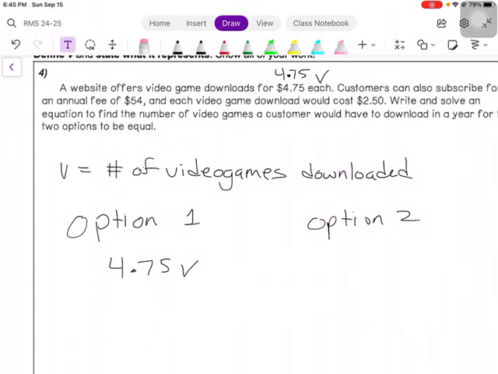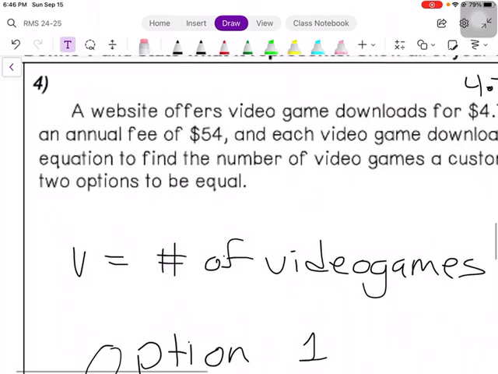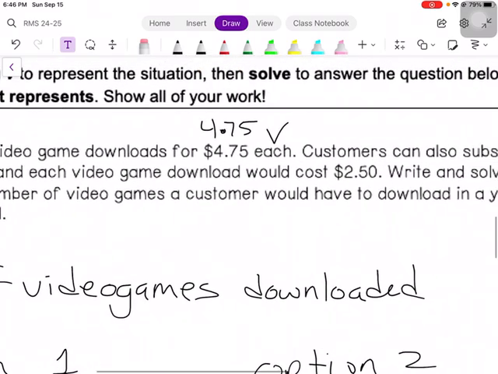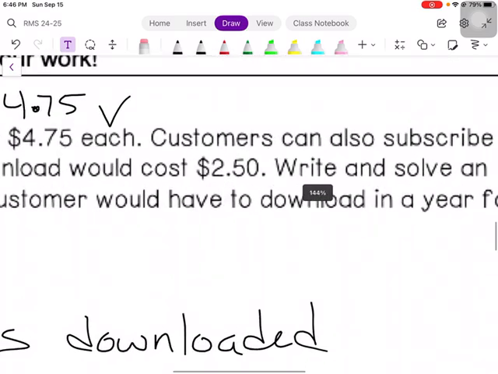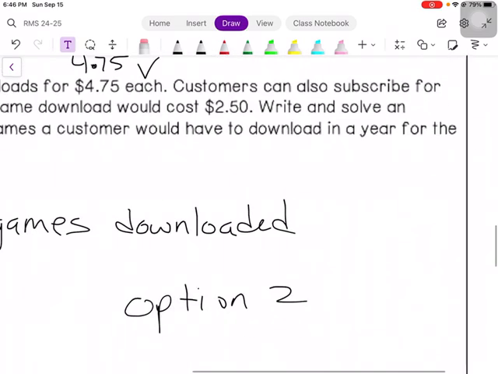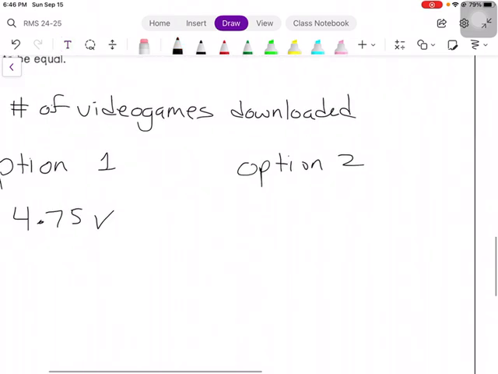Okay, now let's look at option 2. For option 2, you have to pay an annual fee of $54 right off the bat. But each, there's each again, each download is $2.50. So I know there I'm going to be writing $2.50 V. So first I'm going to put my 54, and the word and would tell us we're adding it to that, so and is plus 2.50 V.